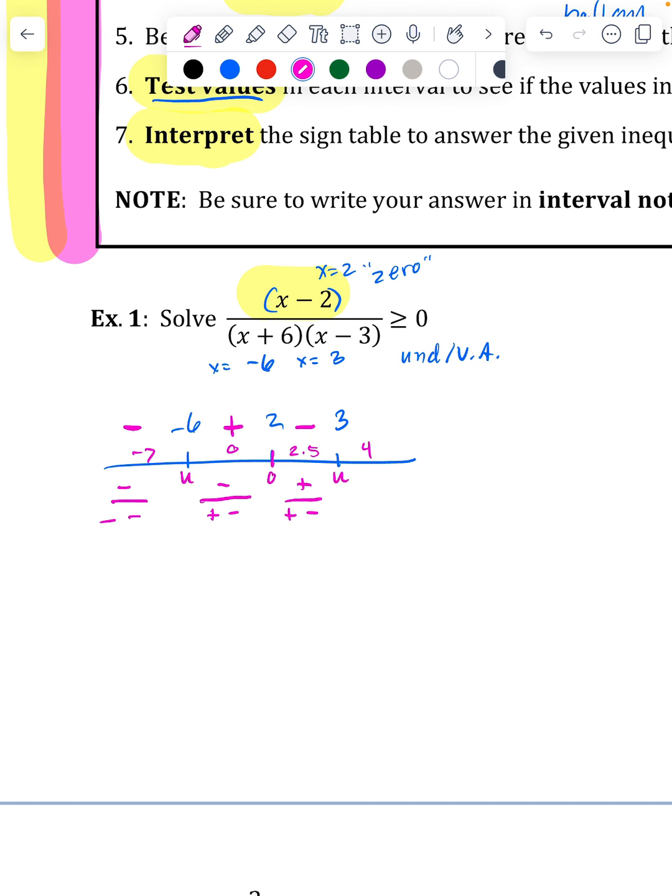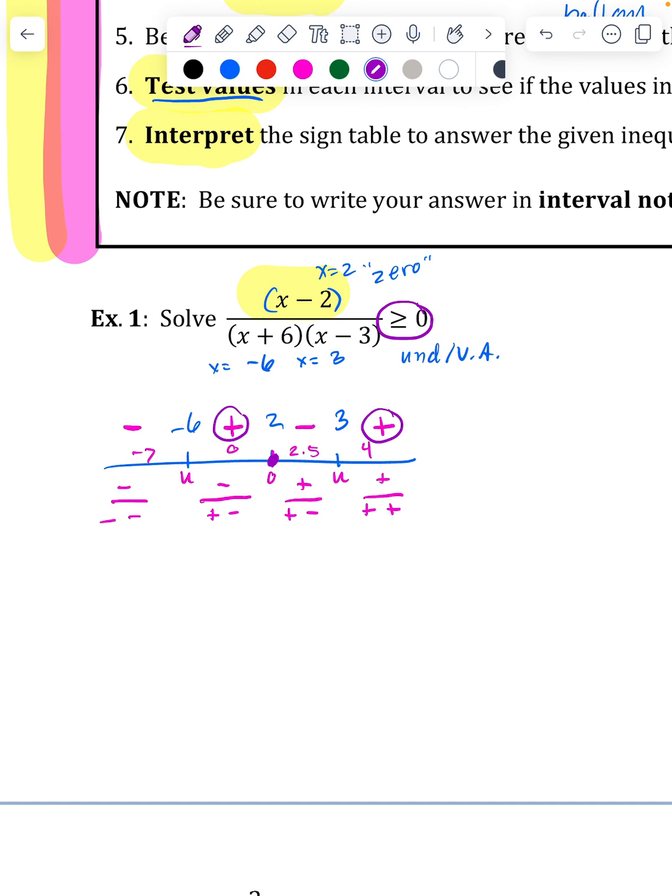And then now we're going to test 4. So 4 minus 2 is positive. On the bottom, 4 plus 6 is positive, and 4 minus 3 is positive, so that entire region is positive. And then we go back and look for anything greater than or equal to 0. So this is greater than in here, and then this is equal to at 2.